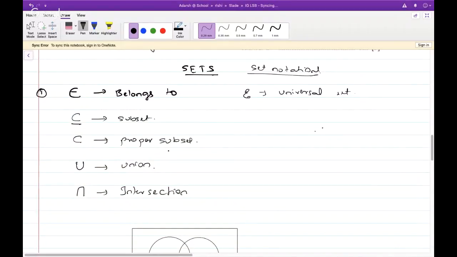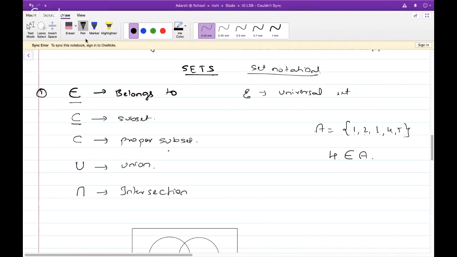If you have a set A which has 1, 2, 3, 4, and 5, these are the elements 1, 2, 3, 4, and 5. So 4 is an element which belongs to the set A. That is why this symbol is used.